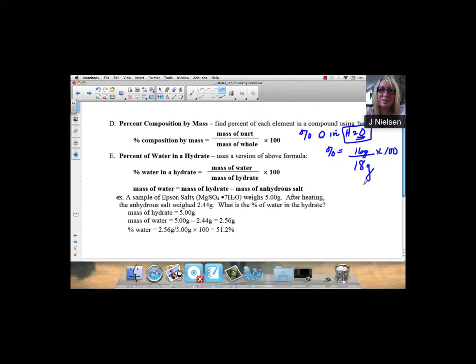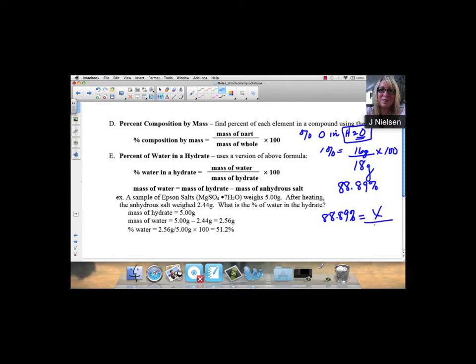So 16 divided by 18 times 100 is going to give me 88.89%, because it's 88.8 repeating. And that's the percent of oxygen in water. Now, let's say I change this and I say that I have a substance that is 88.89% water. What is the percent of oxygen in the water?